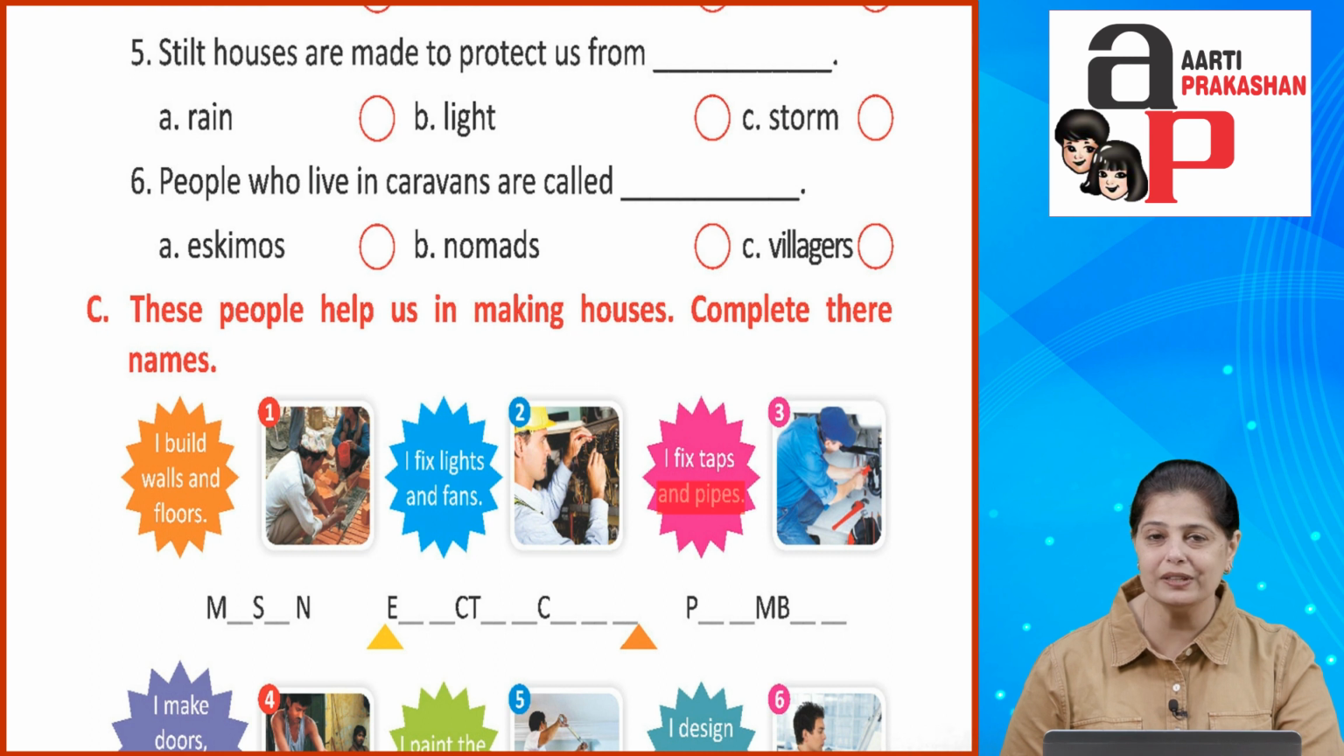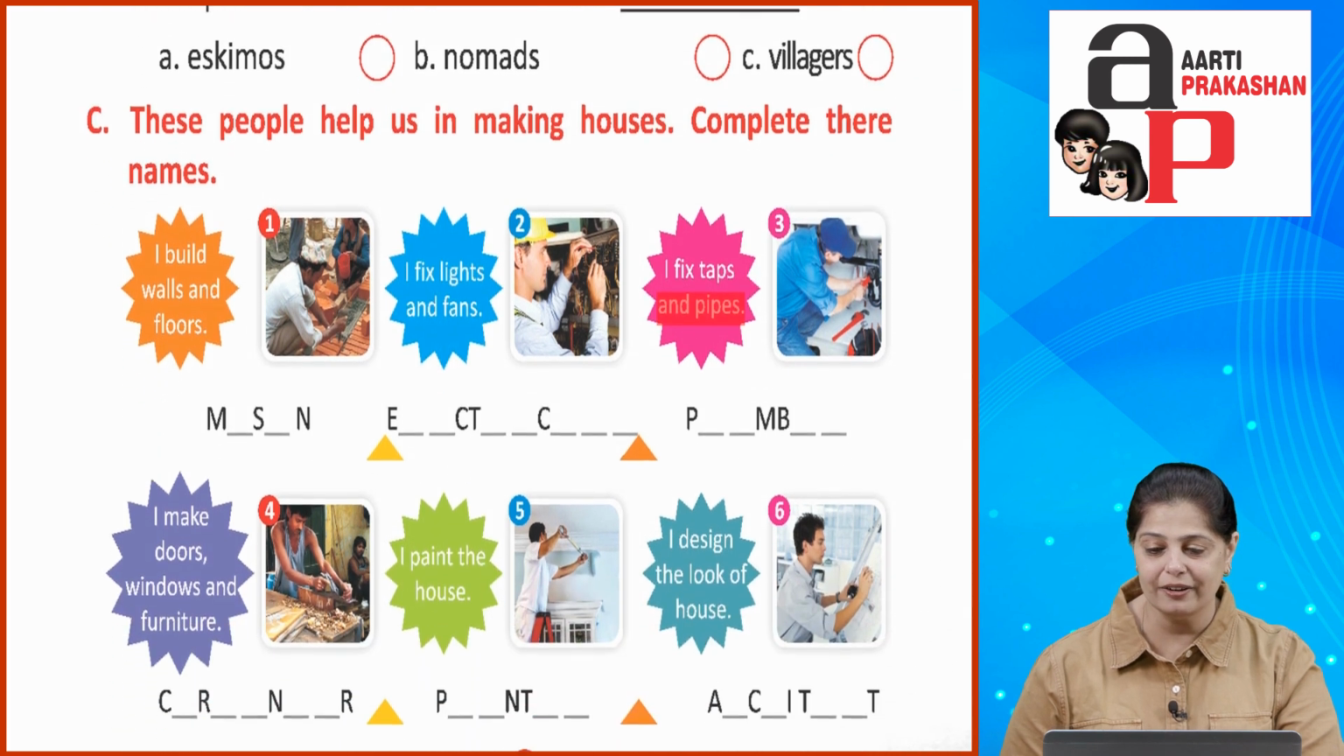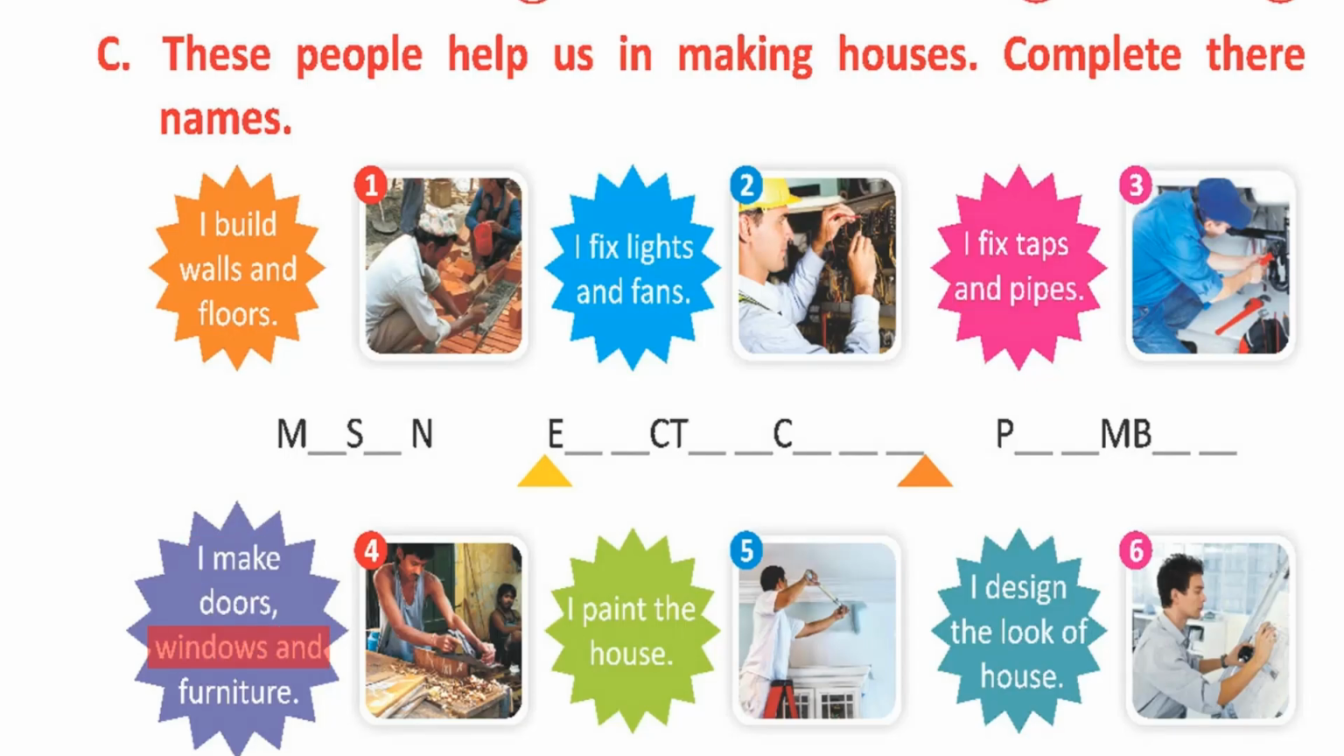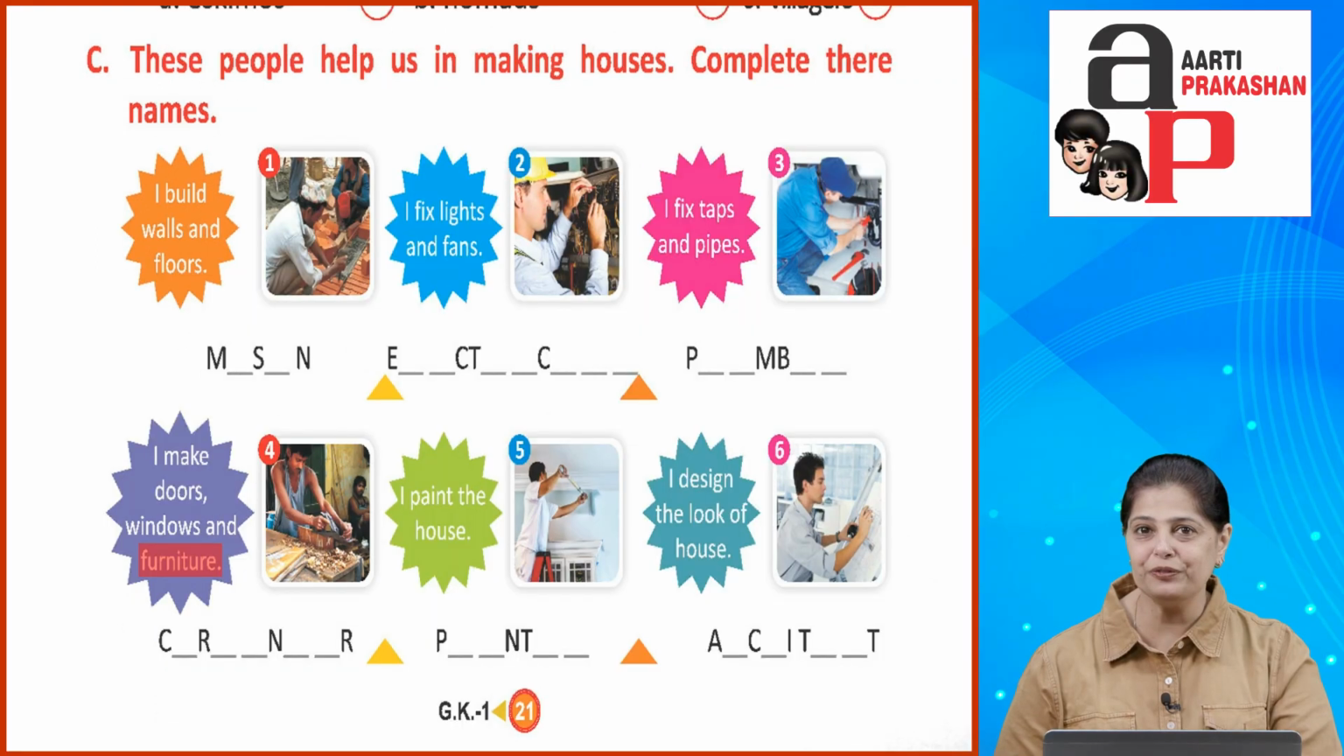Okay. Next, I fix taps and pipes. Who does that? Who does the water related stuff at home? That's a plumber. Okay. Children, you say it plumber because the B is silent in this. The spelling is P-L-U-M-B-E-R, but we call it plumber. Okay. So I make doors, windows, and furniture. So who does the woodwork at home? Right. That's right. It's a carpenter.